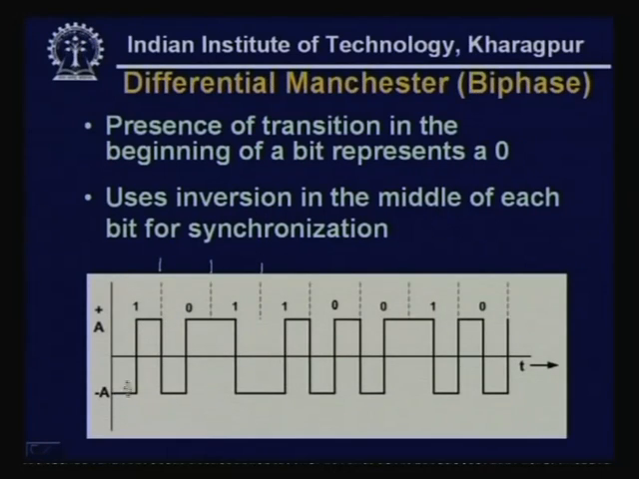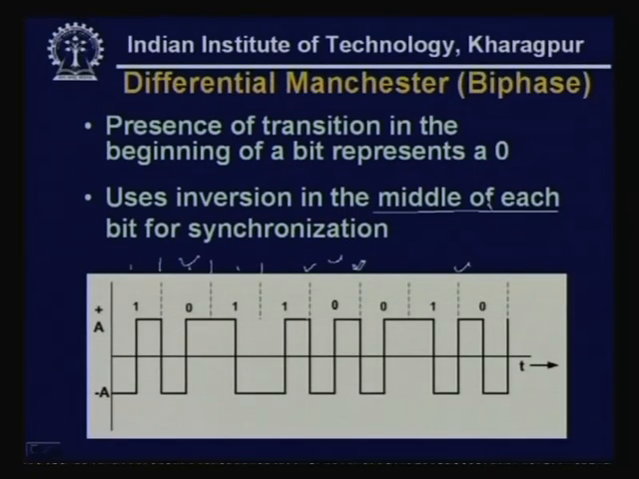For 1 or 0, in the middle there will always be a transition, which is used for synchronization purposes. As you can see here there is a transition, here there is a transition in the mid bit position. Only in the beginning there is a transition if it is a 0. So, this is a 0 bit, so there is a transition in the beginning, this is another 0 bit, there is a transition in the beginning. So, for each of these zeros there is a transition here, here, here. On the other hand, there is a transition in the middle for the purpose of synchronization.